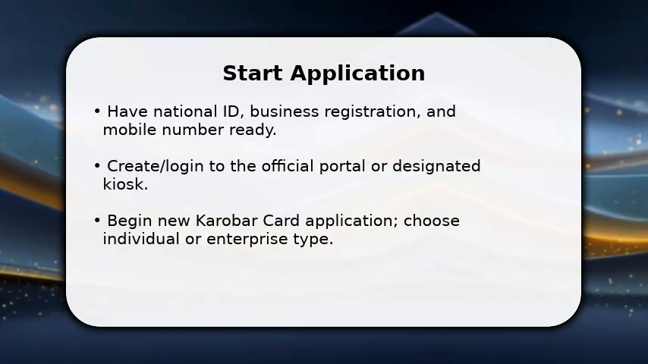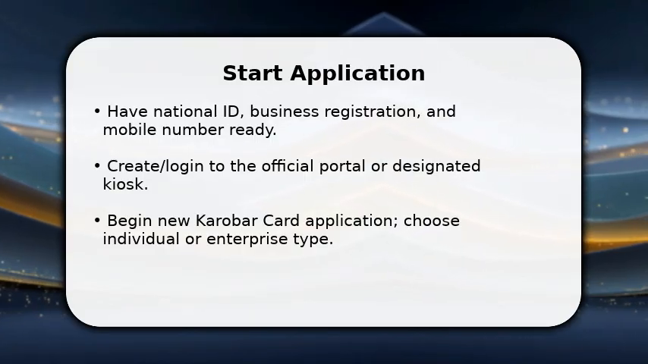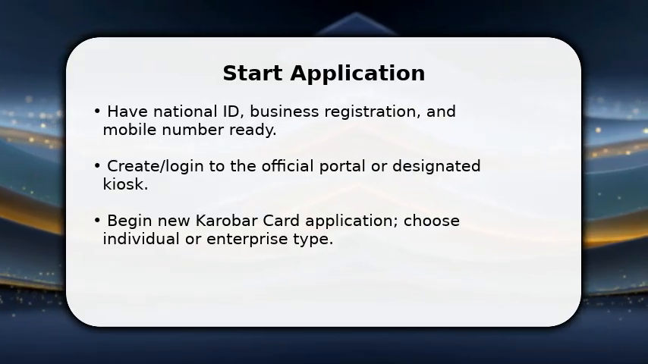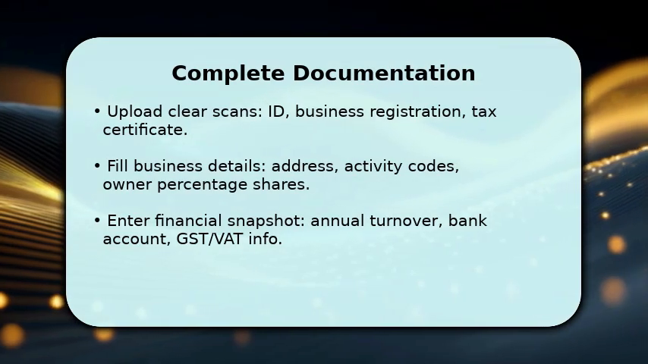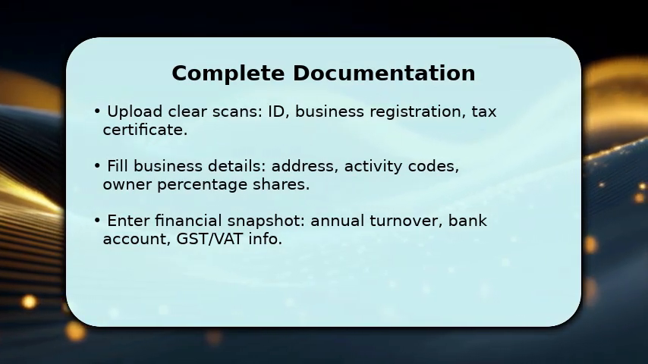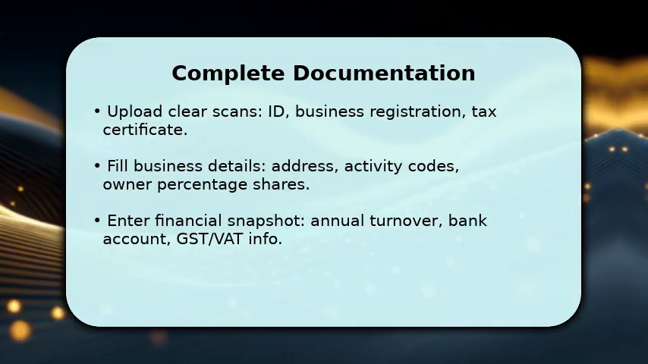You do this first to unlock tailored form sections, then proceed immediately to the identification and business identity pages to avoid delays. Now you systematically fill out the detailed form, enter your business address, activity code, and ownership percentages so the system categorizes your trade.